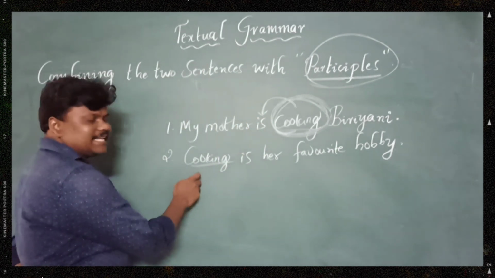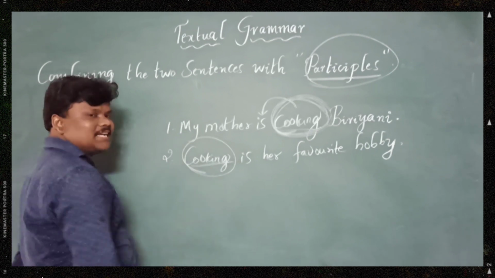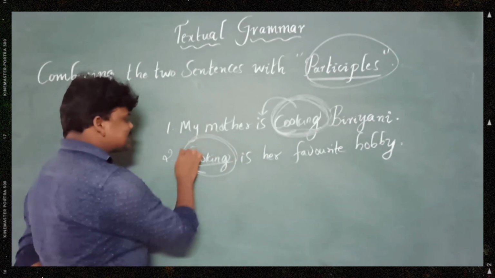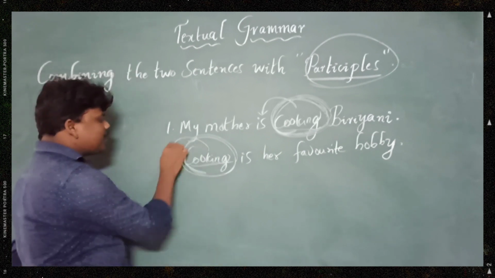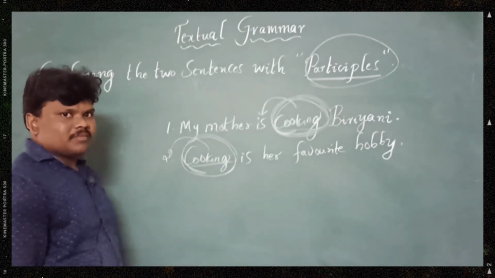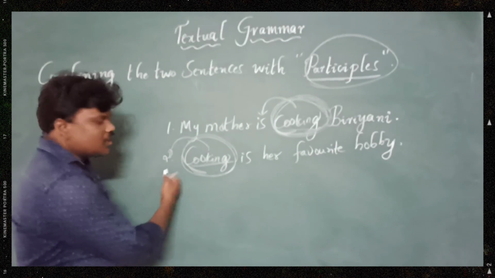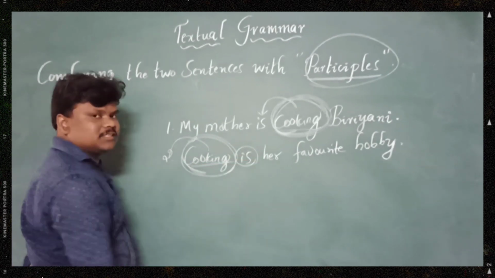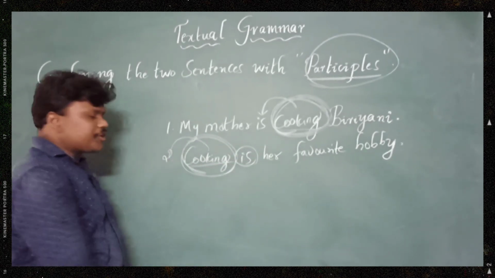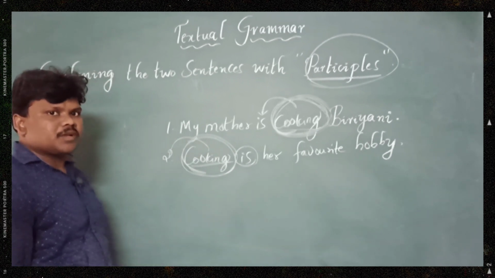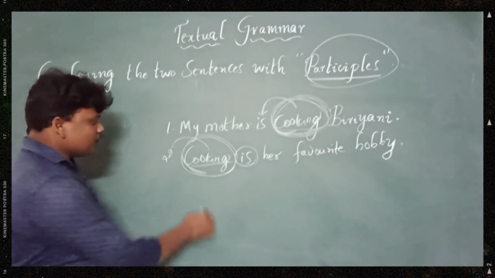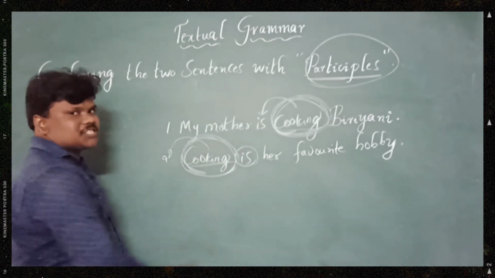Imagine in the second sentence, the same ing does not follow any helping verb before it. Is there any helping verb, my dear? Not after it, don't look there. Before. Before cooking, is there any am, is, are, was, were, be forms? No. No be forms. So, it doesn't have any action.